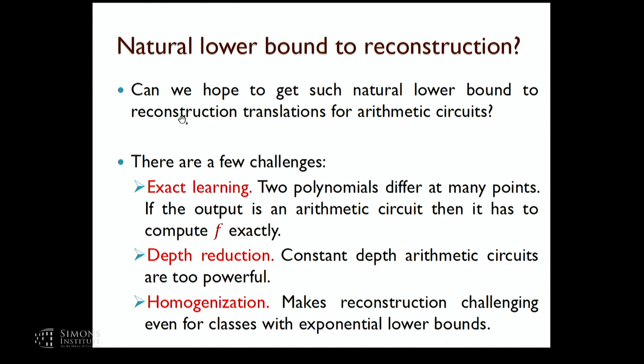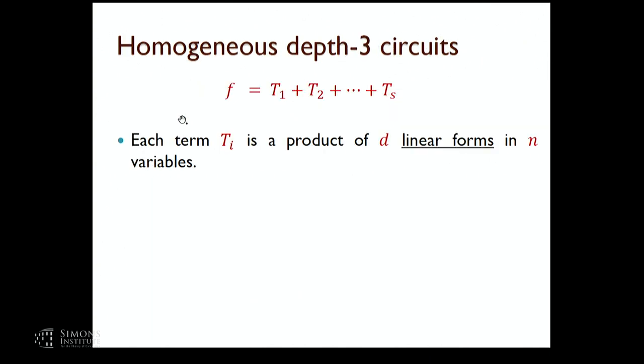So let me briefly state what the issues are, and then I'll take up an example to explain these points more. The first issue is depth reduction. Here even constant depth circuits are far more powerful. And the second issue is homogenization, which makes reconstruction challenging even for classes for which exponential natural lower bounds are known. So let me illustrate these two points with the help of this model, homogeneous depth-four circuits. That's also the subject of this talk.